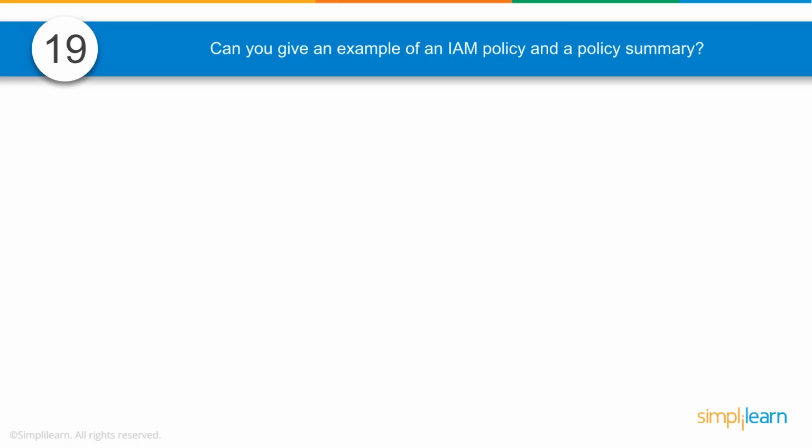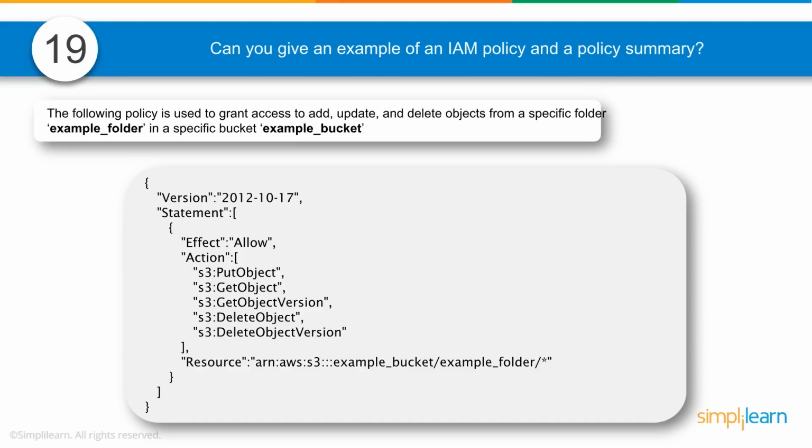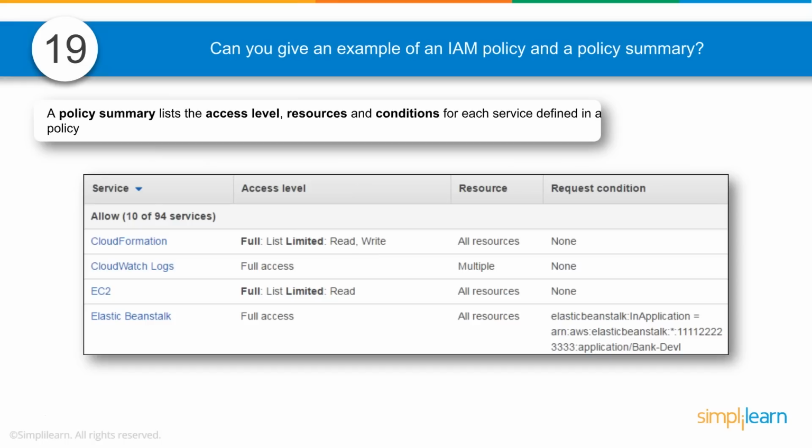This question, can you give an example of an IAM policy and a policy summary? This is actually to test how well versed you are with the AWS console. The answer to that question is, look at the following policy. This policy is used to grant access to add, update, and delete objects from a specific folder. In this case, the name of the folder is example folder, and it's present in a bucket called example bucket. So this is an IAM policy.